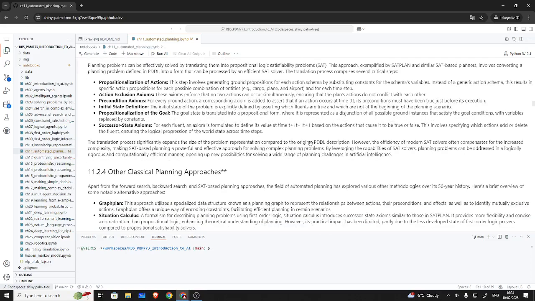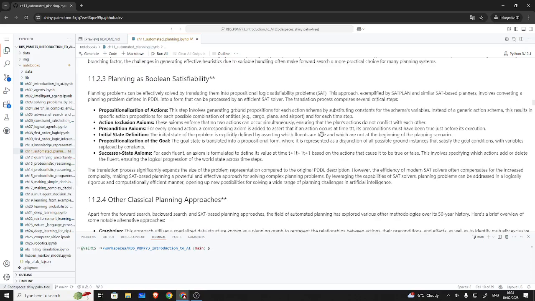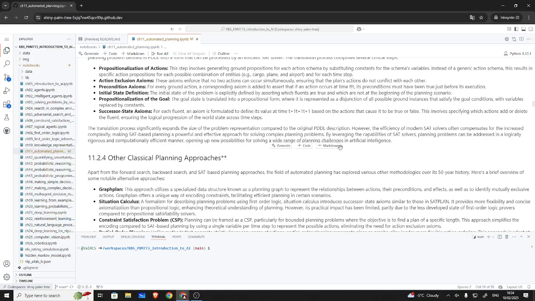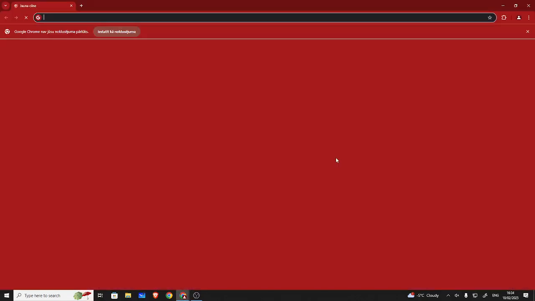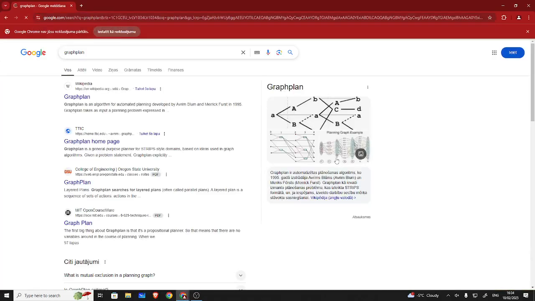So let's think about some other plans. What else could we do? The first, forward, backward. We convert to this Boolean satisfiability problem, meaning you have a bunch of statements and say whether this is true. Graph plan means you have a data structure, sort of like a graph plan. Maybe I'll show you what it looks like.